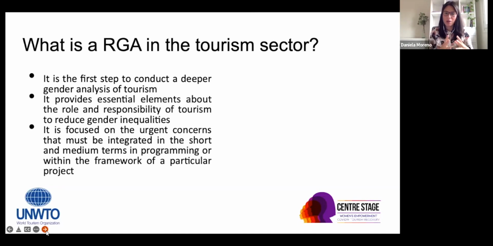Because we are talking about essential elements, we are also talking about urgent concerns that must be integrated in the short and medium terms in programming or within the framework of a particular project. For that reason, it's a rapid gender assessment. We are taking essential elements, and all the actions that we are going to include in our rapid gender assessment are going to be implemented in the short or medium term. So it's, for example, with COVID-19, this is a very urgent situation for tourism.